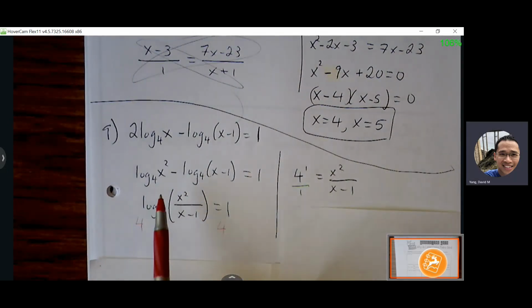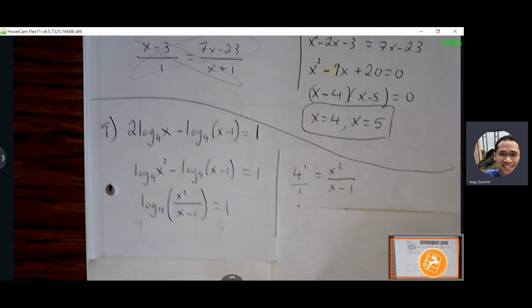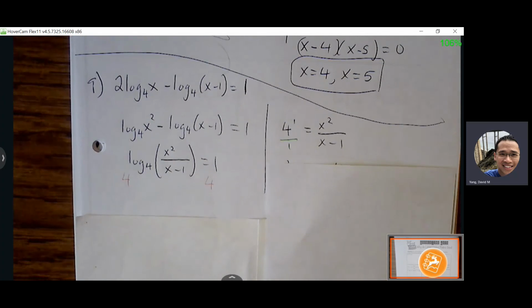Okay. Or you can go through this visual process of picking up your values as you build your exponential form. 4 raised to the first power equal to the parentheses. Okay, so then once you're here, it becomes a lot more familiar in terms of an algebraic equation, right? Cross multiply and solve for x.